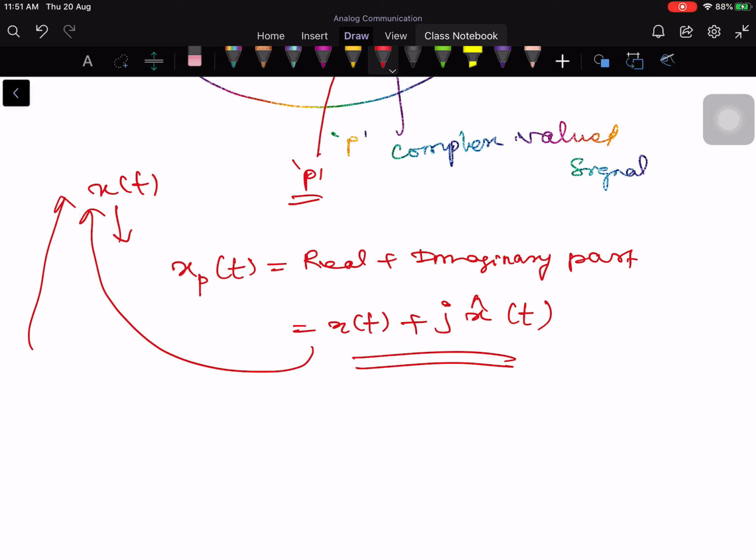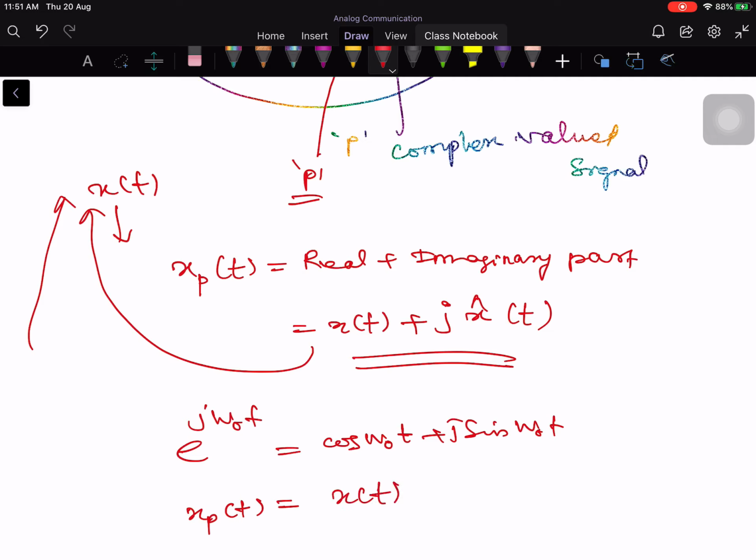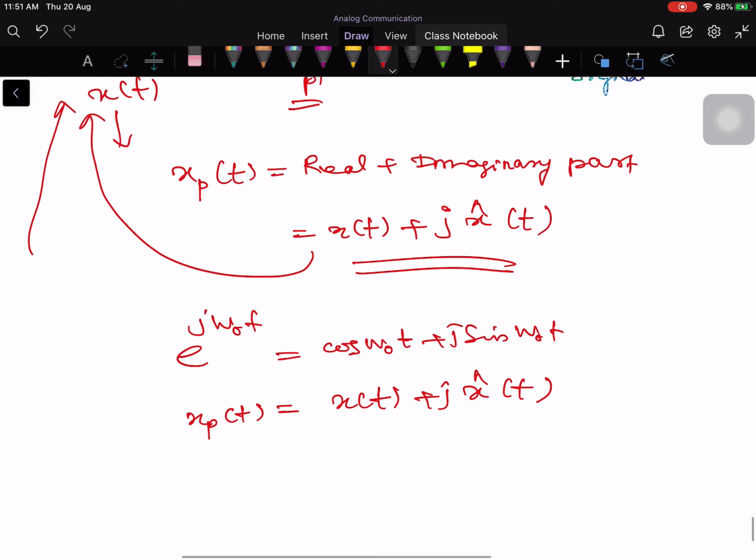So an analytic signal has this composition. Okay, so it's a real signal plus j times its Hilbert transform. So you can always compare like this: e to the j omega naught t is going to be cos omega naught t plus j times sin omega naught t. Similarly, xp of t is equal to x of t plus j times x hat of t. So this is a specific form. It's a more general form.